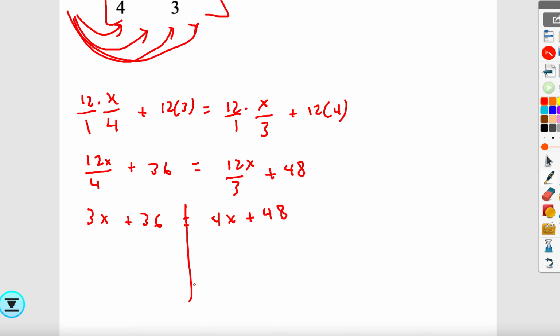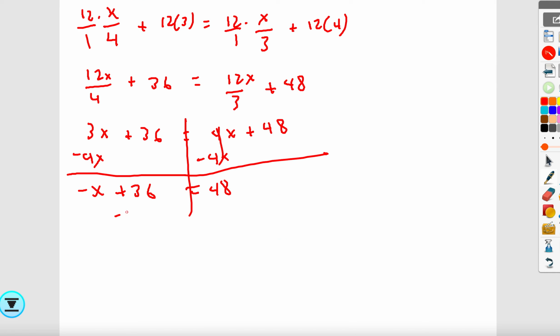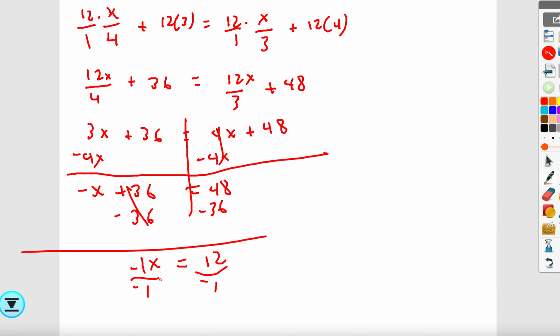Now we gotta solve for x. So I'm gonna go ahead and subtract 4x here. So then I get negative x plus 36 equals 48. Subtract 36 from both sides. So I get negative x equals 12. There's a negative 1 there that I have to get rid of. So then I get x equals negative 12. And we are done.